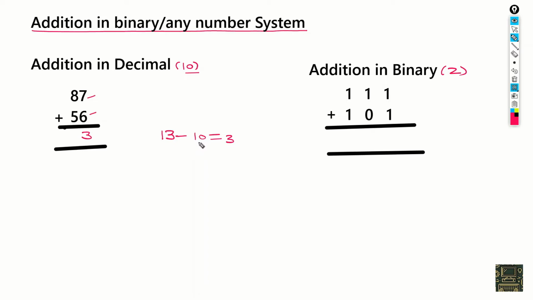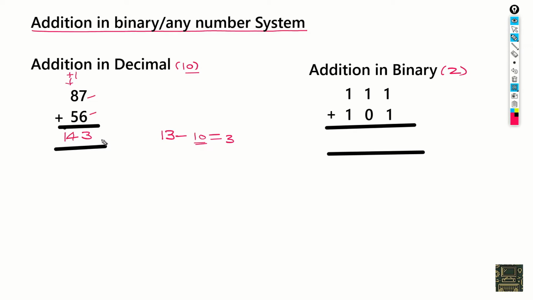Since we are subtracting 10, we will generate a carry to this stage. So this will become plus 1. Now we will add 8 plus 5 and plus 1. That becomes 8 plus 1, 9, and 5, this becomes 14. So the answer is 143 in decimal number system.